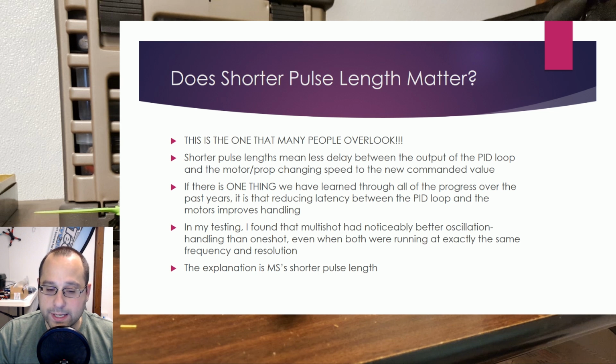So these were BLHeli ESCs, so the input resolution of MultiShot and OneShot was essentially the same, and they were both running at 2 kilohertz, exact same update rate, but when I switched from OneShot to MultiShot, the oscillations got better. When I switched from MultiShot to OneShot, the oscillations got worse. And that tells me that the shorter pulse length does matter. And that's consistent with what we've learned through all of the development that's been happening.